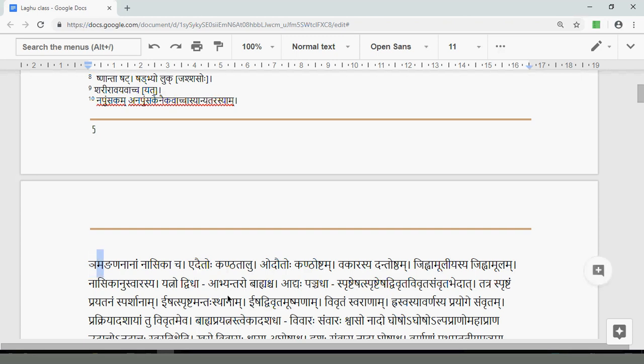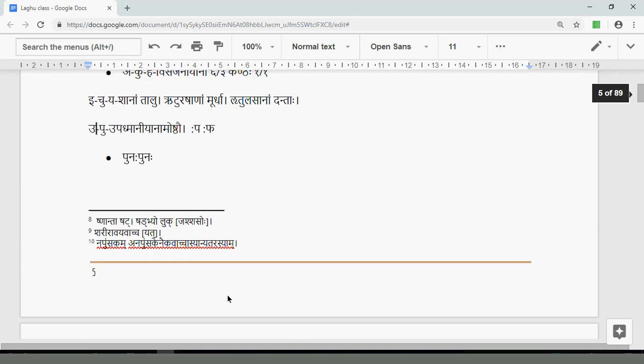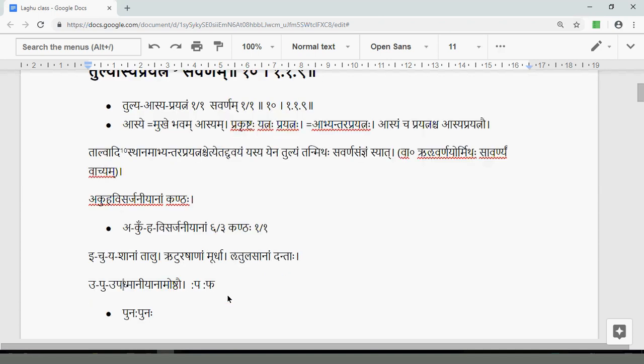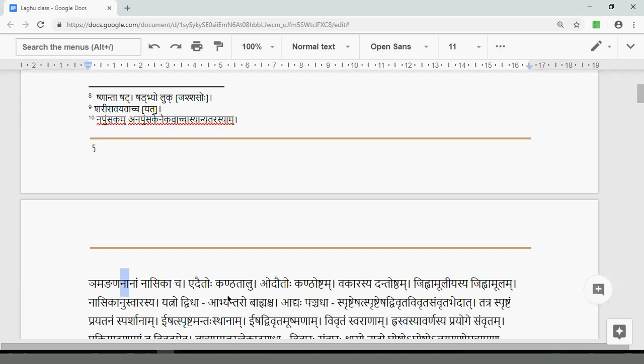For ma, what will it be? Ma is oshtav, because it is pa varga, upu upadmaniyanam oshtav. Makara is a varga panchama, so if you separate makara, you will say makarasya oshtav nasikacha. What about nya? Nya is kavarga. Therefore, aku visarjaniya na kantha. So kantha nasikacha. Nakara is tavarga. And we saw ritu rashana murdha. So this is murdha nasikacha.